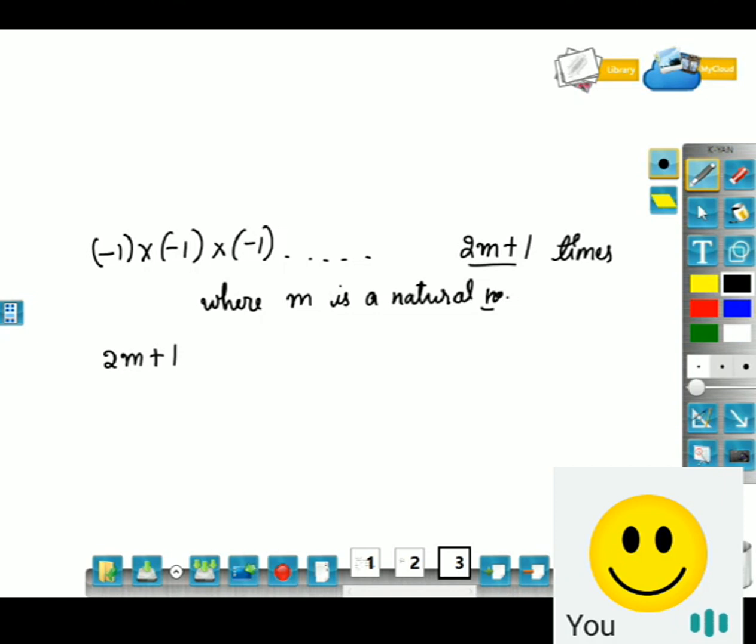Natural number means you put any natural number in the given expression: 2 into 1 plus 1 is nothing but 3 times. Suppose you put 5, 2 into 5 plus 1, you will get 11 times. In all the cases, we are multiplying an odd number of times. And when you multiply -1 an odd number of times, you will always get -1. So these were our assignment questions. Now let's move on to our chapter.